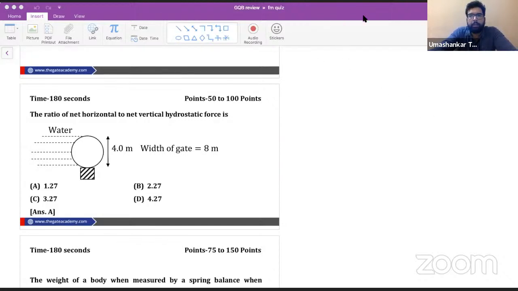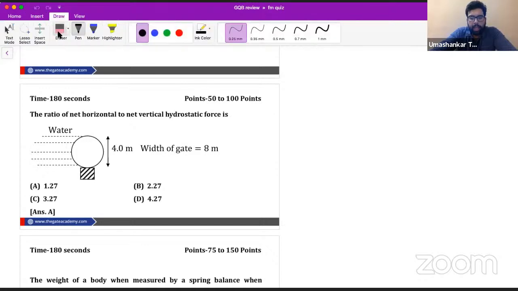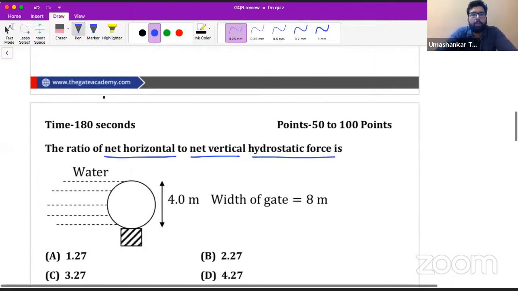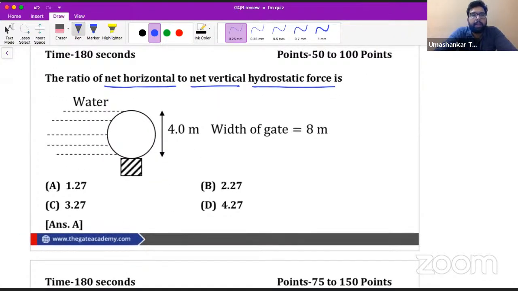Right. So now, all right, this is our first question, my dear. In this first question, what is the ratio of net horizontal to net vertical hydrostatic force? Let me zoom it a bit so that all of you can see it nicely.